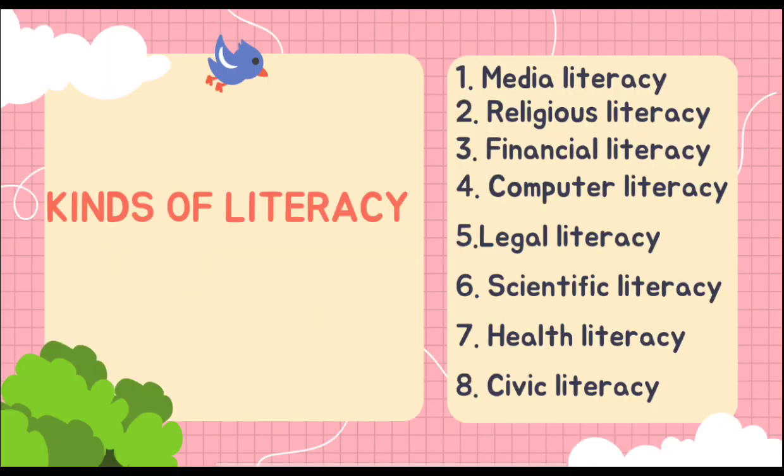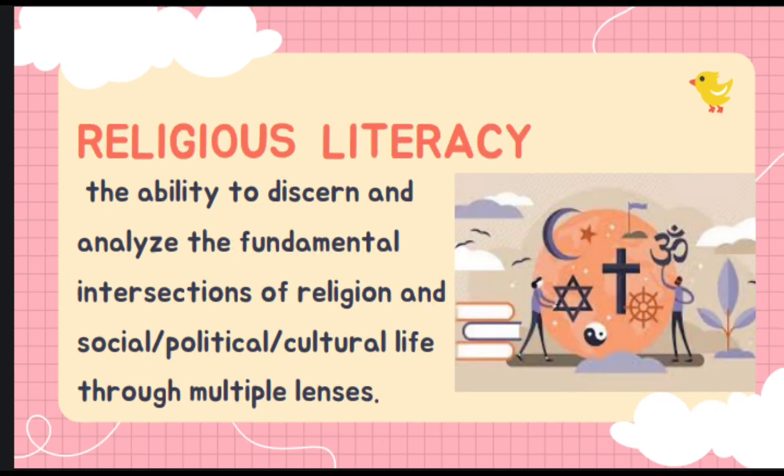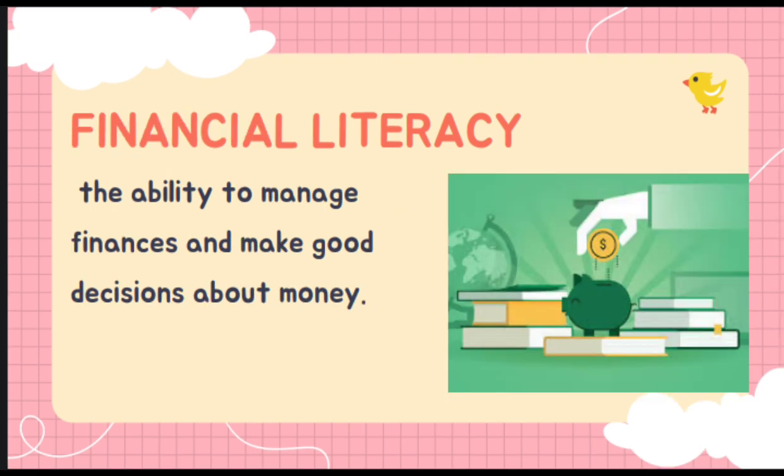Now, let us talk about the kinds of functional literacy. First is media literacy. It is the ability to access and evaluate messages through different types of media. Next is religious literacy. It is the ability to discern and analyze the fundamental intersections of religion and social, political, cultural life through multiple lenses. Third is financial literacy. It is the ability to manage finances and make good decisions about money.